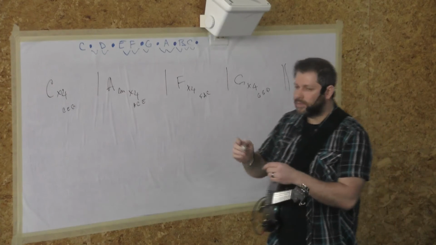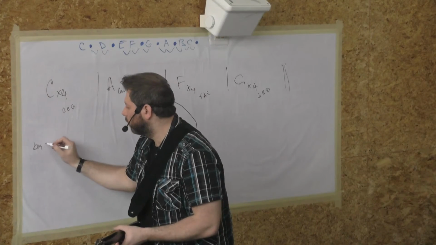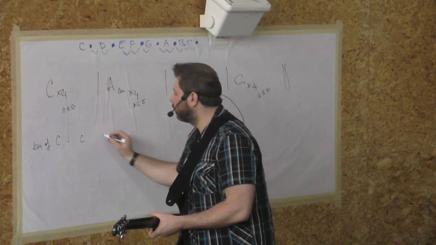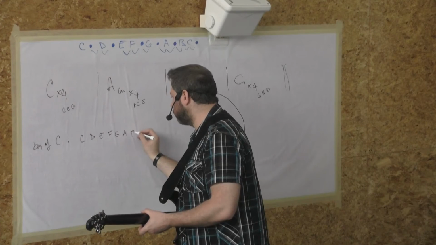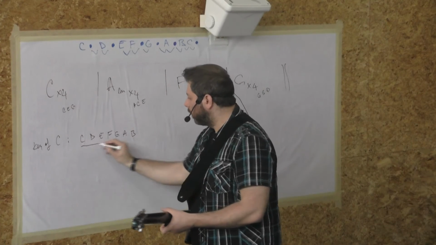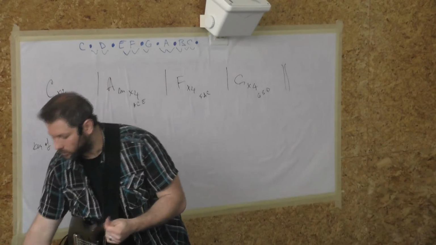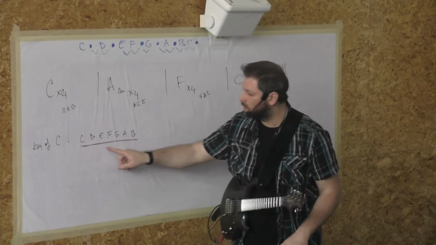Now, this is the sequence. It's in the key of C. The notes are C. If you do the scale, you're going to end up finding out that these are the notes. I'm just going to write them down for now. Right? So as a flute, I have these notes at my disposal.